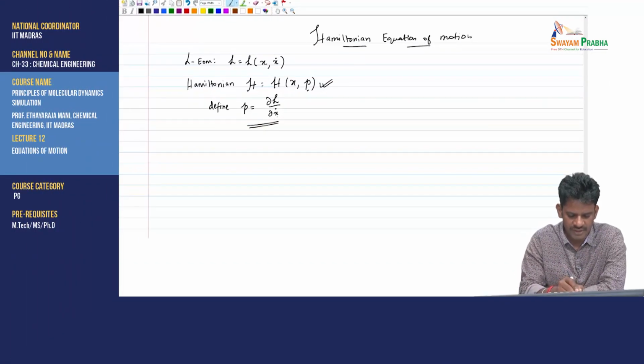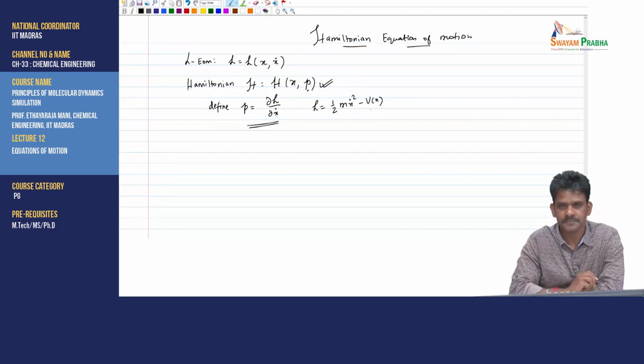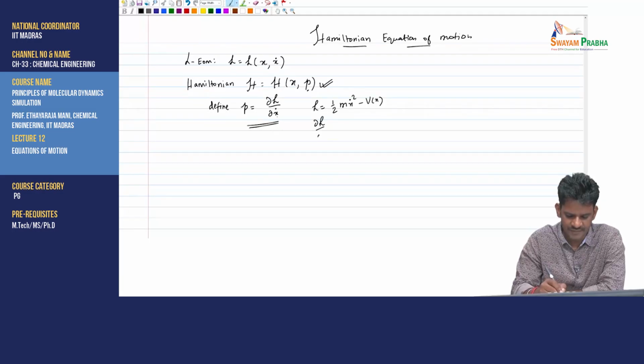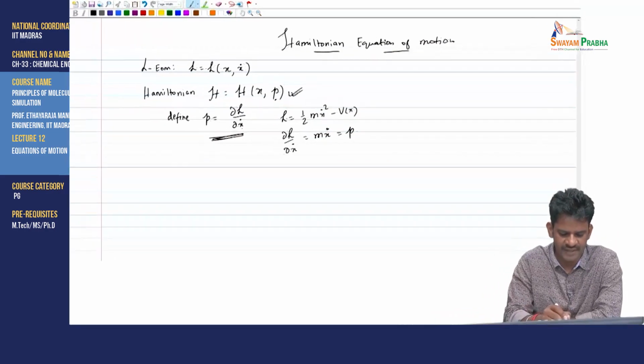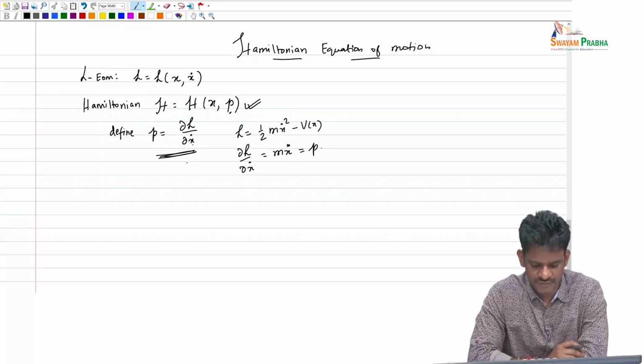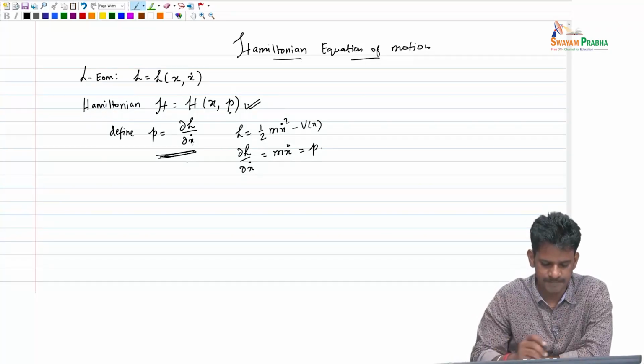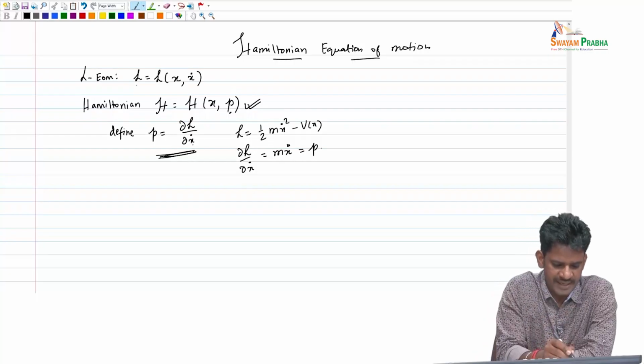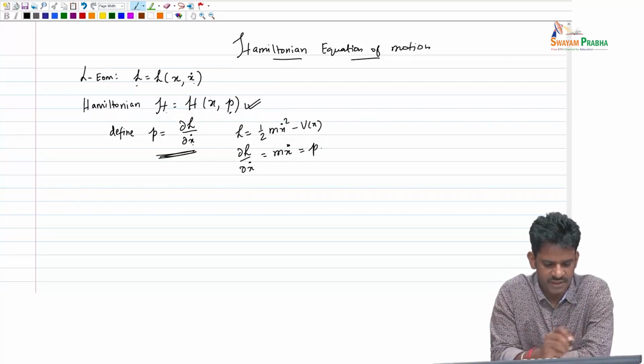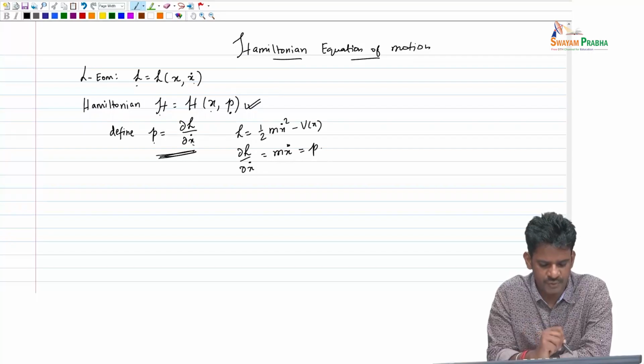So, this may look a little bit unfamiliar, but again if you take a Lagrangian form like we took before, that is half m x dot square minus V of x, and then if you see the partial derivative of L with respect to x dot, you get m x dot, and this is nothing but p. So that's why we have defined the momentum as the partial derivative of the Lagrangian with respect to x dot. Okay. So now we have one function L as a function of x and x dot. We have another function, the Hamiltonian, which is a function of x and momentum. However, this momentum variable p here is dependent on the partial derivative of the Lagrangian with respect to x dot.